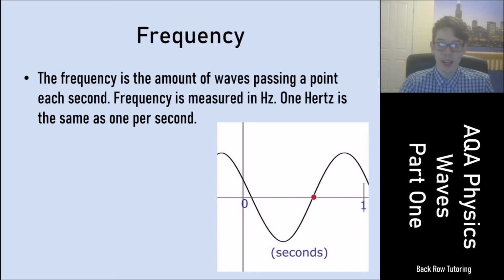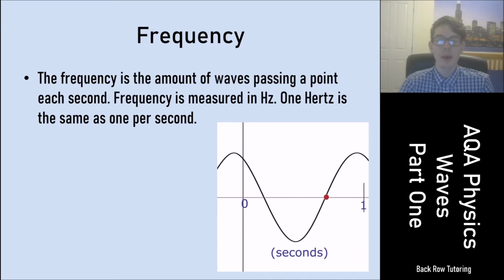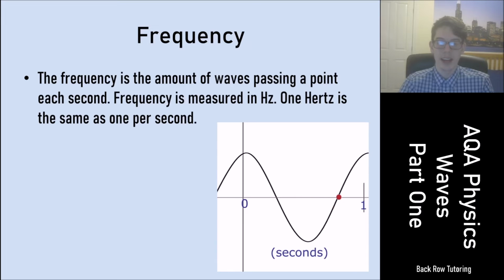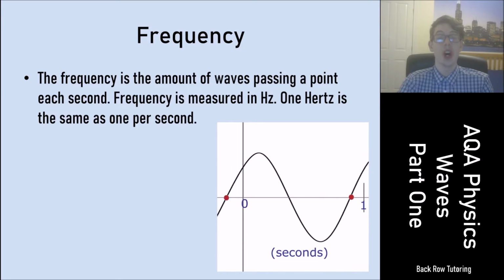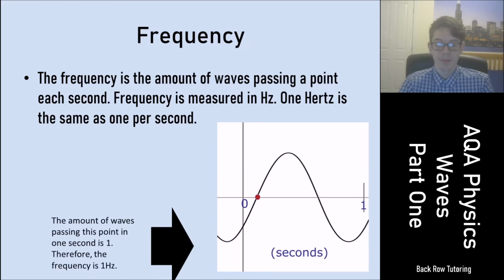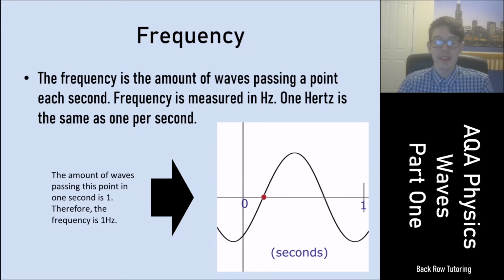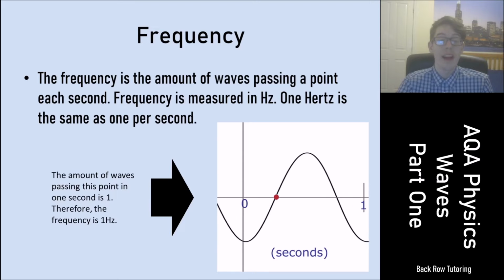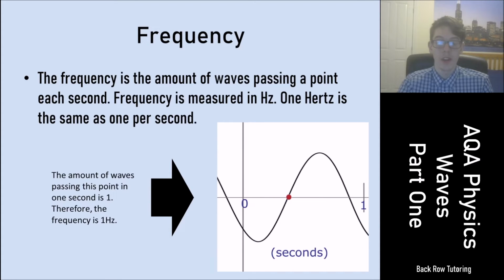Next is frequency. The frequency is the amount of waves passing a point each second. Frequency is measured in hertz. 1 hertz is the same as 1 per second. The amount of waves passing this point in 1 second is 1. Therefore, the frequency is 1 hertz.